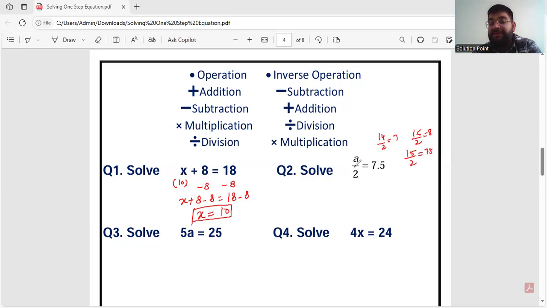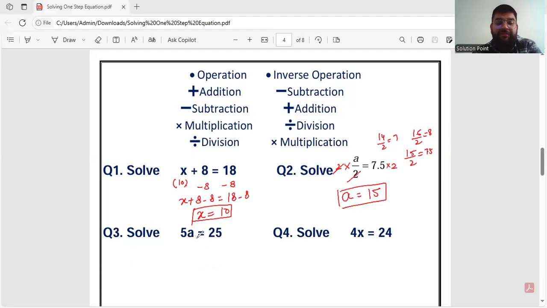The other way is we need to isolate this a on the left-hand side. So we need to get rid of this 2. Since this 2 is in division, the inverse operation is multiplication. So we need to multiply both sides by 2. This 2 and 2 get cancelled, and we are left with a here, and 7.5 times 2 is 15. So the value of a is 15.